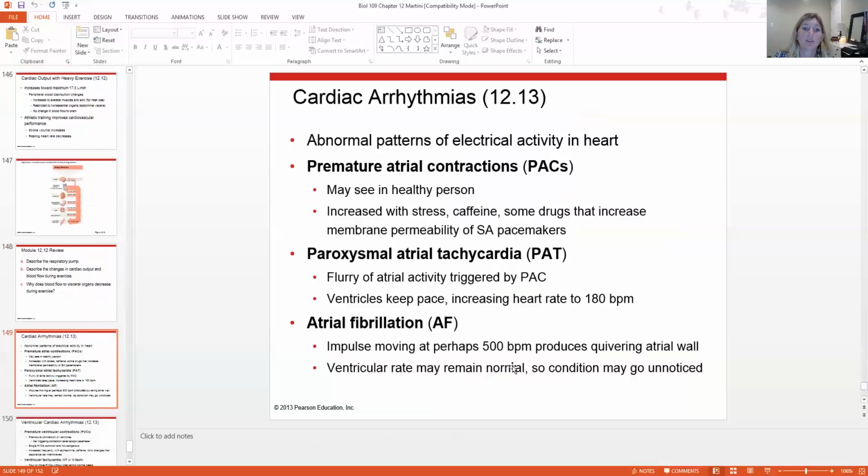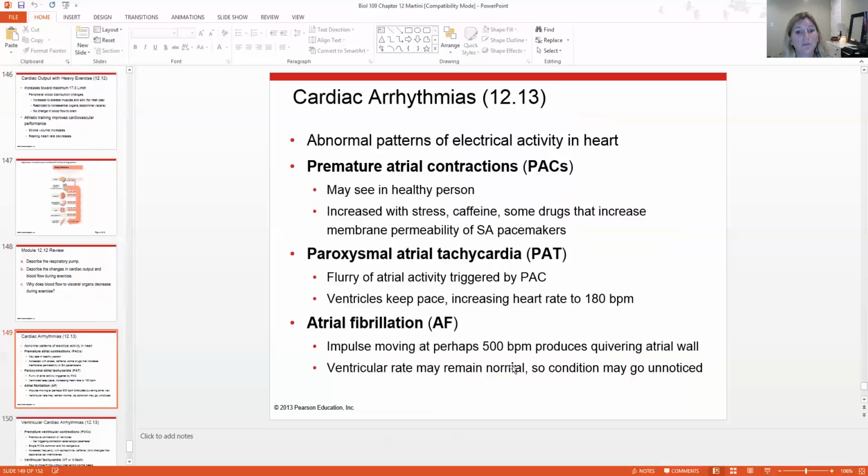Let's talk about some arrhythmias. There's something called a PAC, or premature atrial contraction. This can be seen in a healthy person, show no symptoms at all. With increased stress and caffeine, some drugs, it can increase the permeability of the SA node, your pacemaker, and therefore make them a little bit more excitatory and cause these premature atrial contractions. Sometimes they're felt as little mini chest pains.